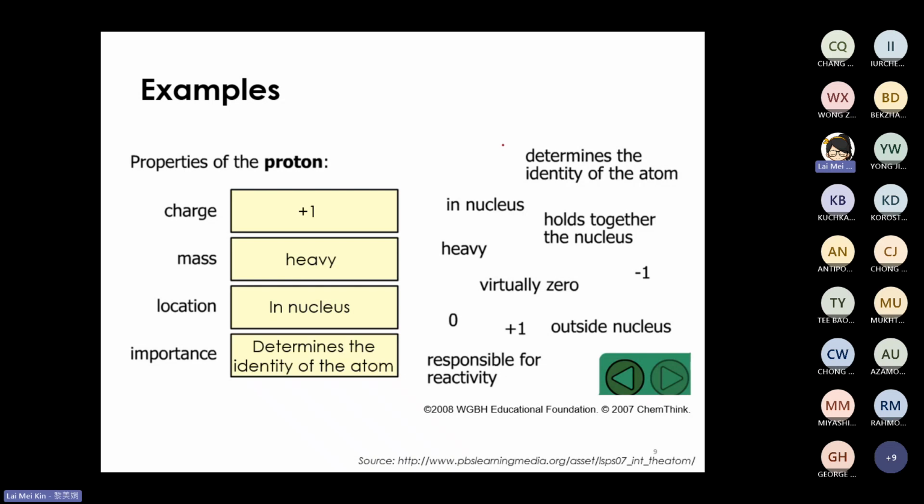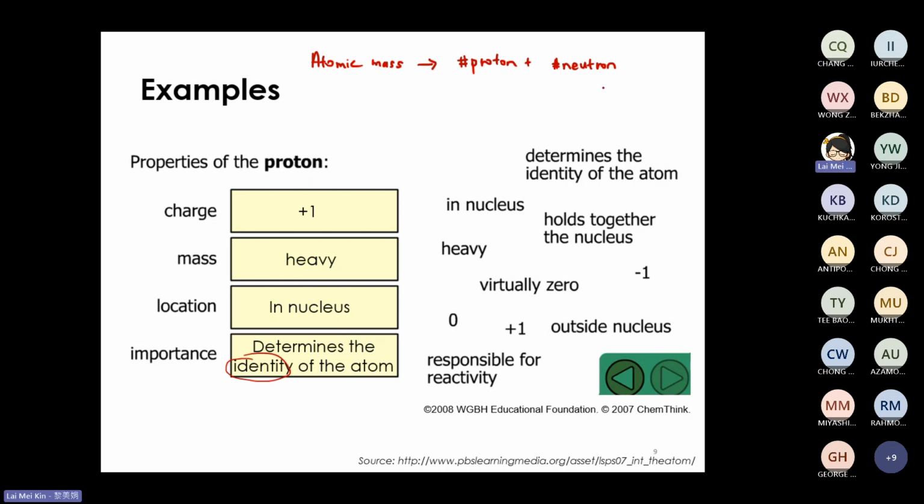Okay, why? Can you explain to me? I briefly talked about this before. Why do we say that proton determines the identity of the atom? Because? Okay, it represents atomic mass. Okay, but the atomic mass is actually what? Proton plus neutron. Any other reason? Why number of proton? Why the proton determines the identity of the atom?